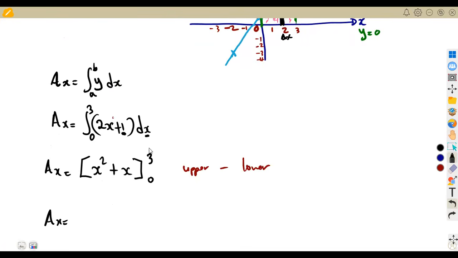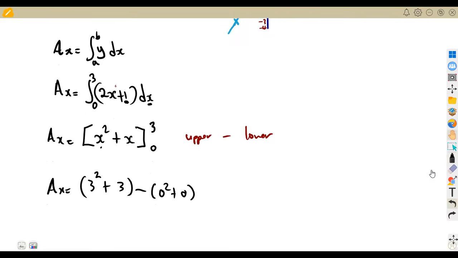All right, so you substitute what is in the upper limit, 3, wherever there is x. So that will be 3 to the exponent of 2 plus x, which is 3, minus the lower limit where x is 0 in this case. So in place of x, we're going to have 0, of which 0 squared is just 0. So this is our area with respect to x. If we simplify this part, 3 squared plus 3 is going to be 12. So that will be 12 minus 0, which is 12 square units.